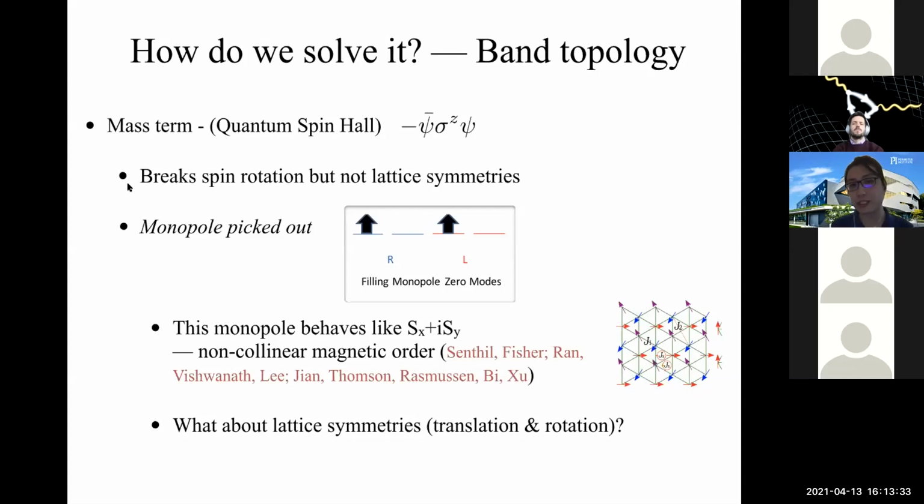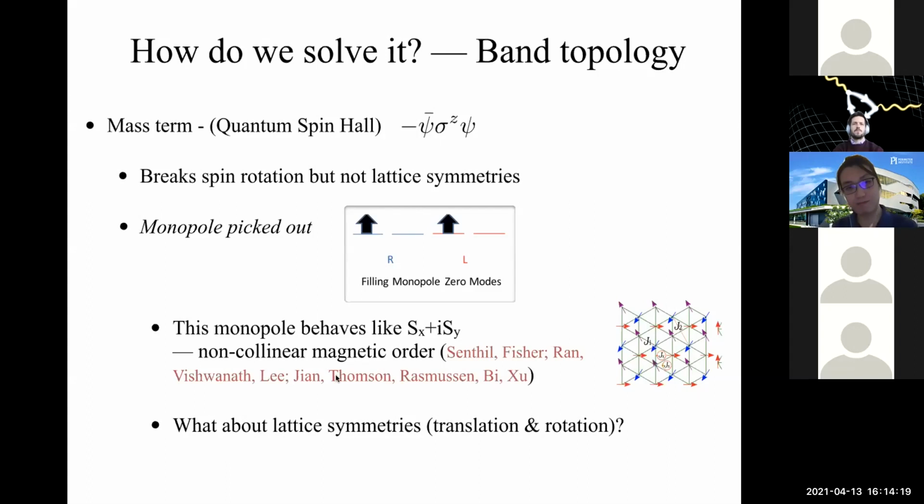So this breaks spin rotation, but not lattice symmetry. And the monopole breaks the SU(4) flavor rotation. It turns out it also picks out one of the 6 monopoles as the ground state, as the lowest monopole, which is this. If you examine the symmetry property of the monopole, you will find that the monopole carries S_z quantum number +1, which means the monopole now behaves like S_x + iS_y, so S^+. So this already looks like a non-collinear magnetic order on the lattice.